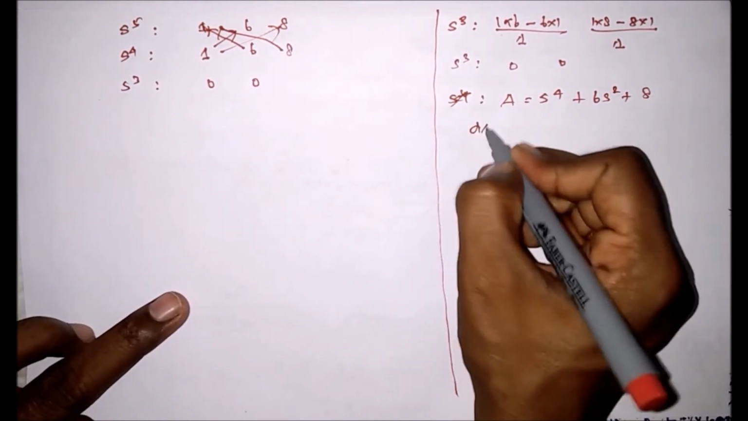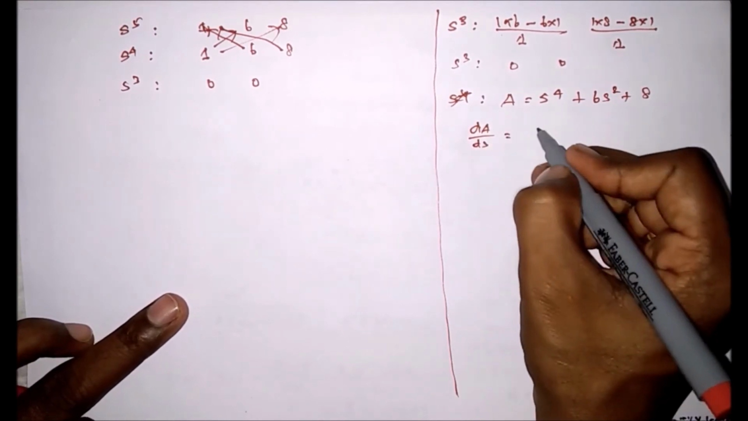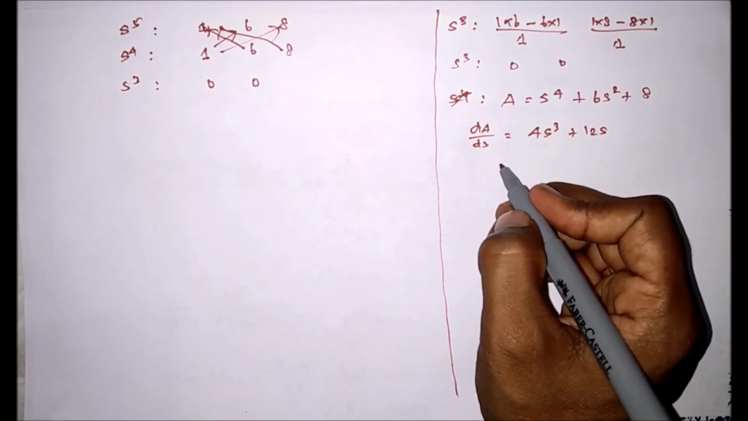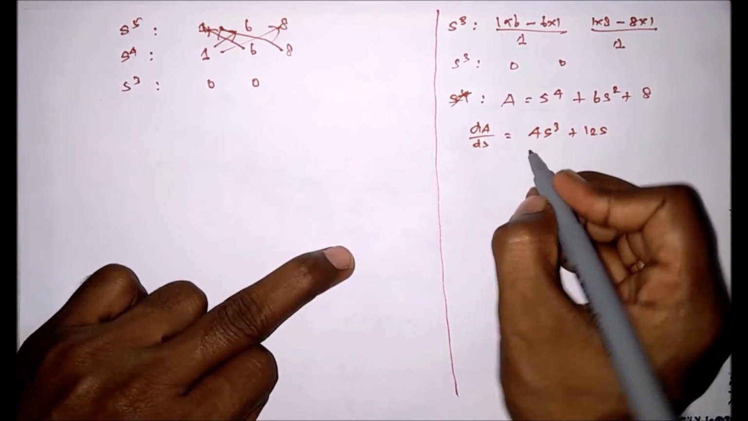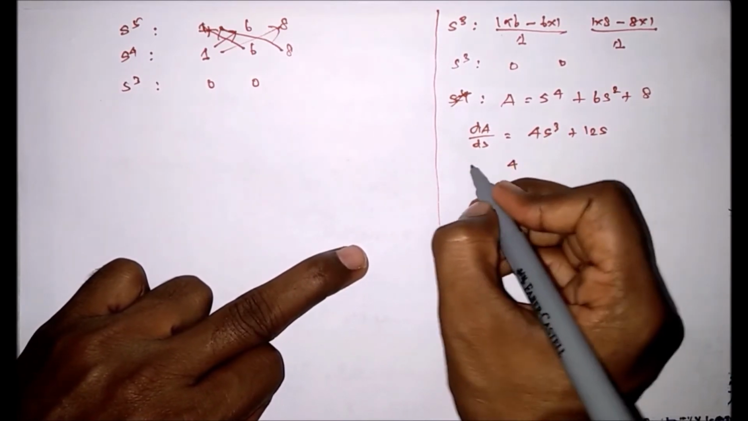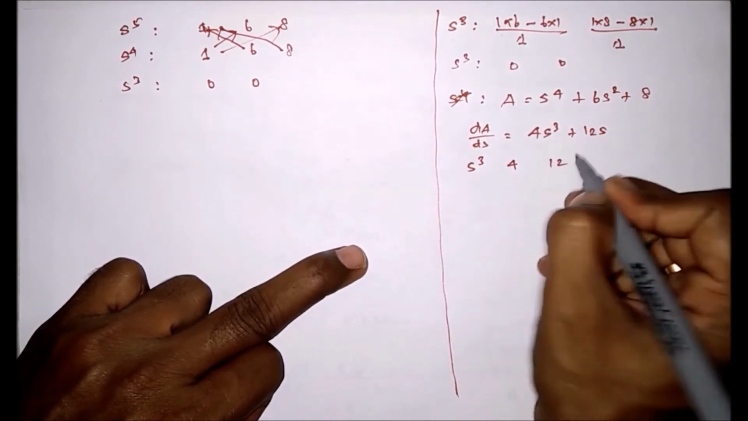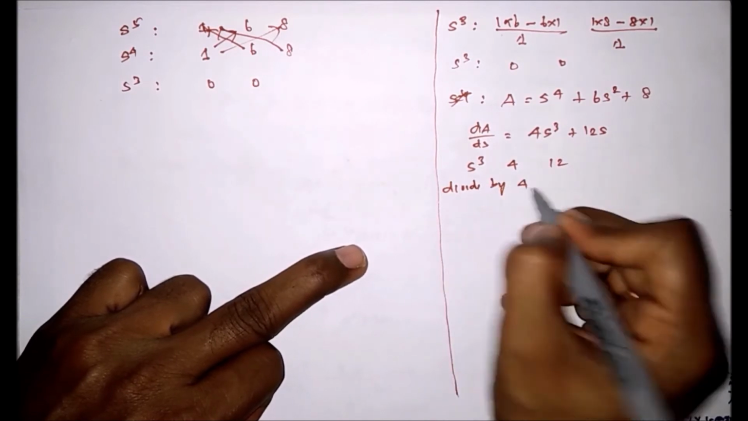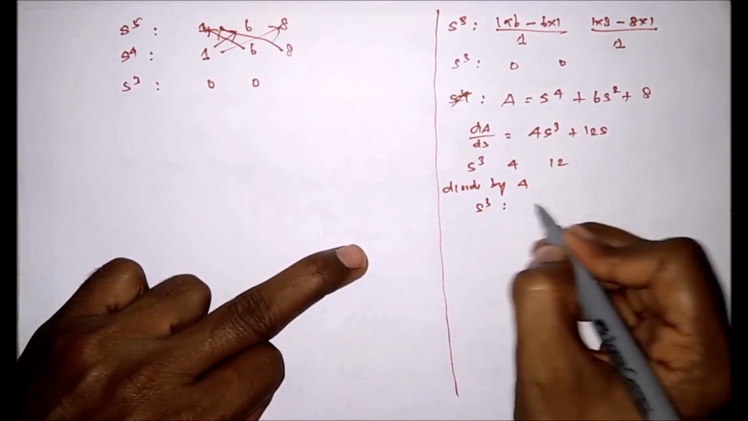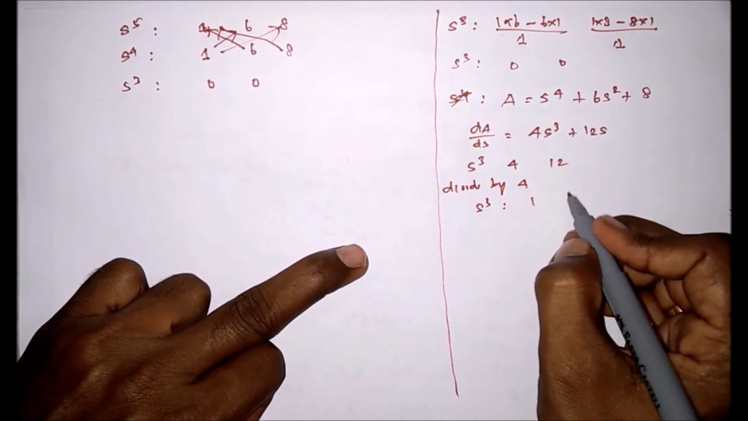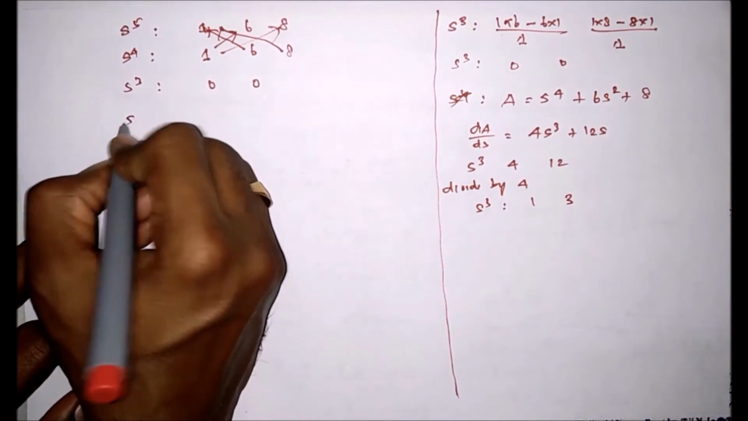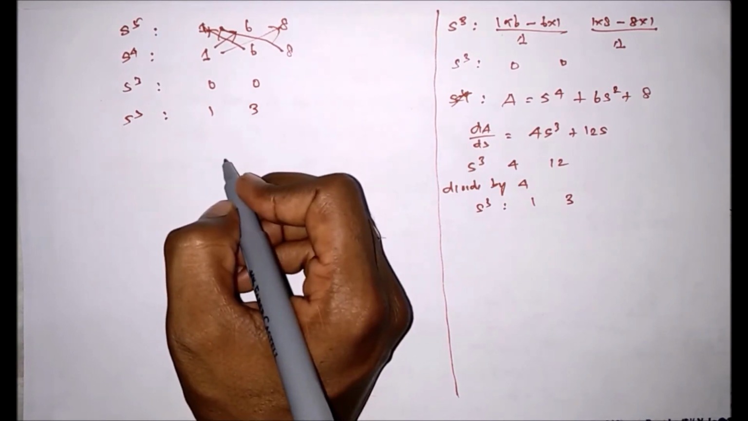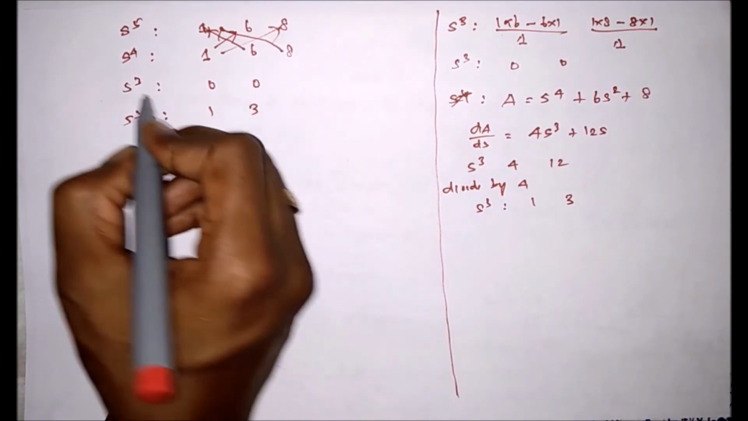Therefore, we have to differentiate with respect to s. We get 4s^3 + 12s. Then we take these coefficients: the s^3 row is 4, 12. We can divide by 4, so we get s^3 row as 1, 3. So the s^3 row becomes 1, 3. Now what do we have to do? We can hide this.